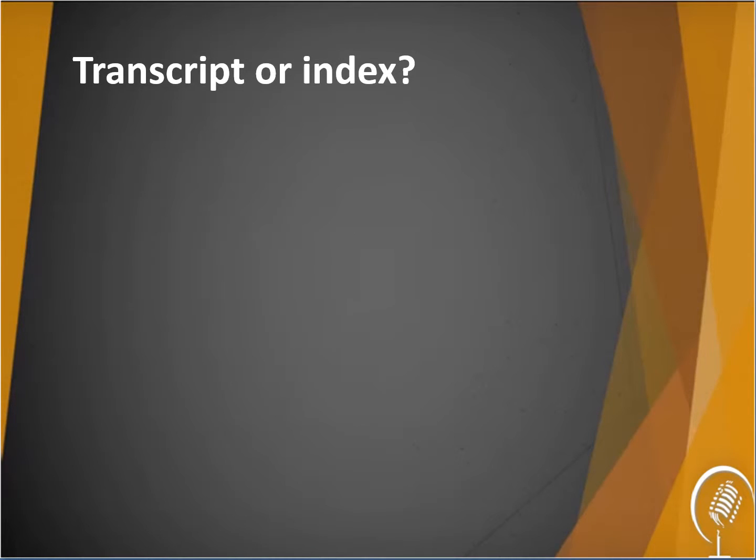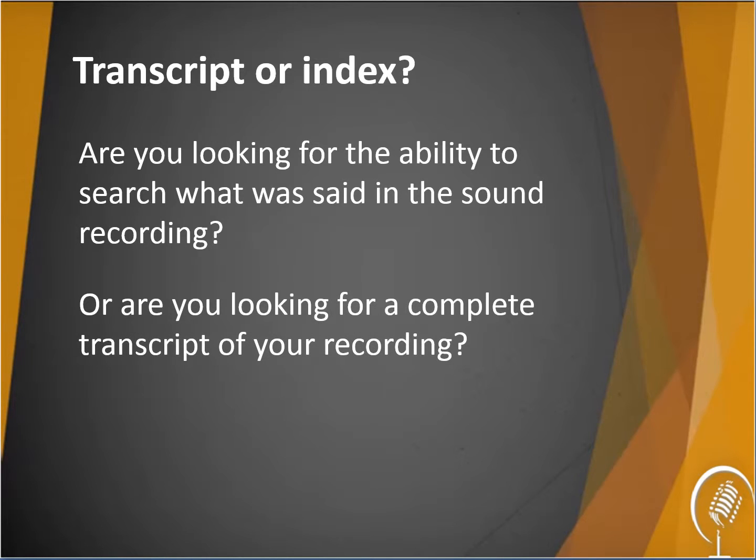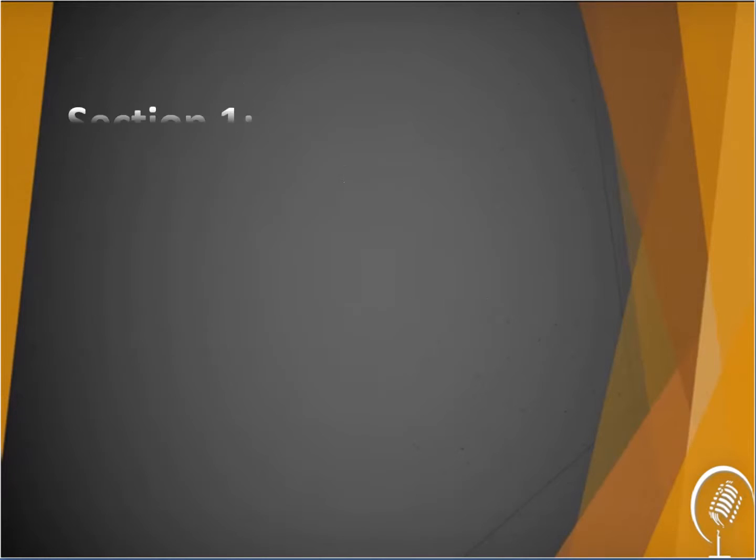Voice recognition technology is a fairly accurate way to give you the ability to search and find what was said in your recordings. However, it is not yet accurate enough to provide a proper transcript of what was said. The alternative to an index is to use the 151 transcription service. This is a human-based resource and will provide as precise a transcript as is humanly possible.